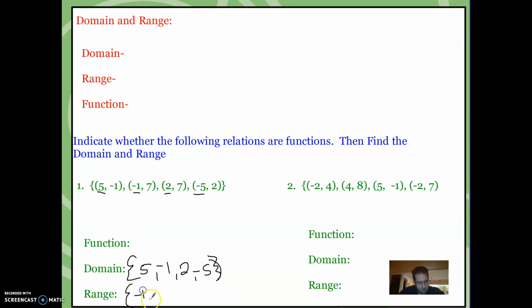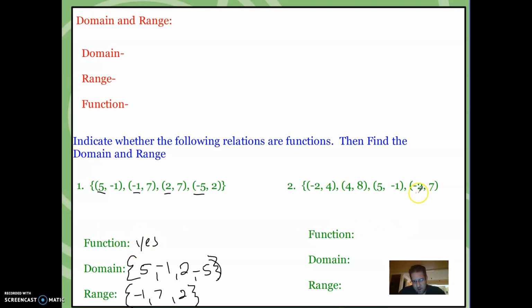And then -1, 7, and 2 are all of the ranges. Now, the ranges repeat. That's fine. Every domain can only have one range. So this domain has one range. There's no two 5s. There's no two -5s. There's no two 2s. There's no two -1s. So this is a function.